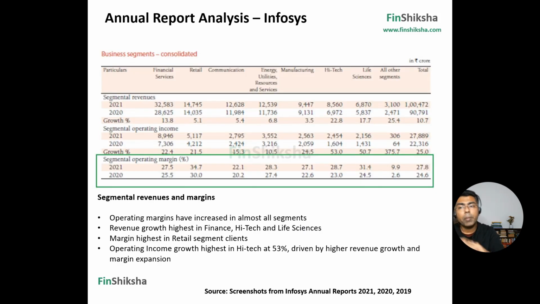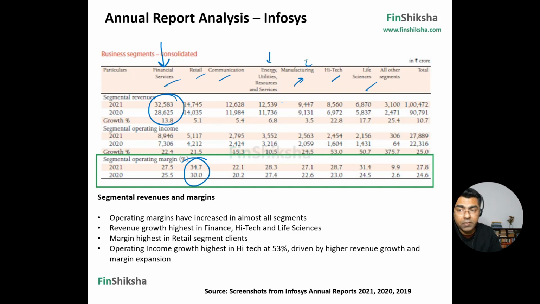Then they have this segment where they talk about segmental revenues. So, financial services, retail, communication, energy, utilities, manufacturing, high tech, life sciences, where is the revenue there, and what kind of margins they are looking at. So for example, while financial services has the highest revenue composition, the margin is much higher in retail. The companies that are in the retail space, right?